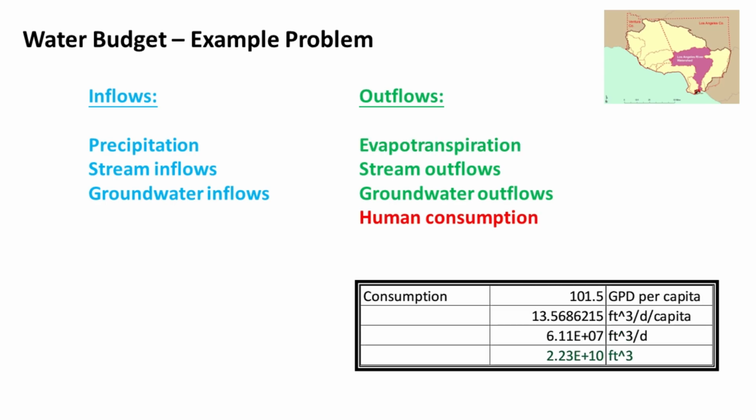Finally, the human consumption is originally given as gallons per day per capita. The term per capita means per person. We can first convert the gallons per day per capita into cubic foot per day per capita. Afterward, we will multiply cubic foot per day per capita by the population number to derive cubic foot per day, and then times 365 days to determine the total volume of water consumed in this year.